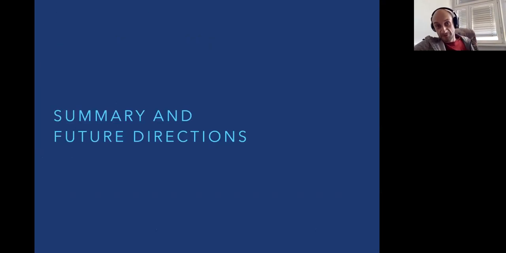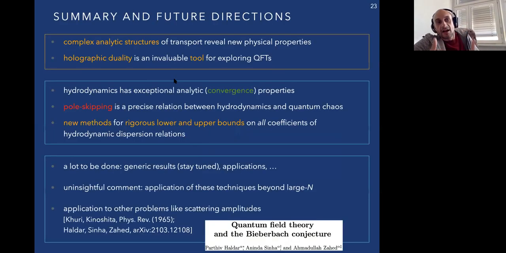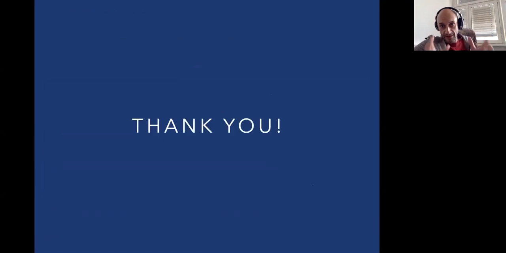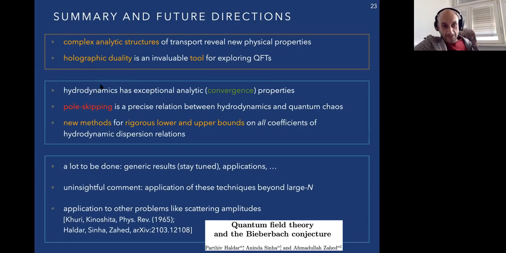So what is the summary? The summary is that the complex analytic structure of transport reveals very nice new physical properties. And secondly, of course, this doesn't have to be promoted in this holotube business, but holographic duality is actually an invaluable tool for exploring QFTs. Okay, so I think we all believe this. So the first part was to convince you that hydrodynamics has exceptional analytic convergence properties. It converges very nicely.